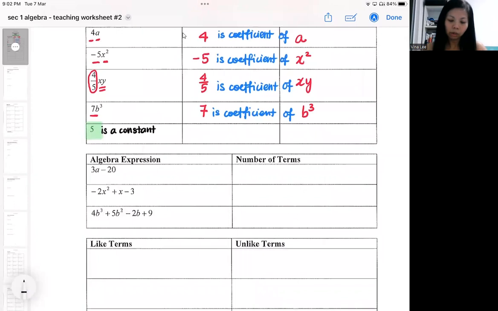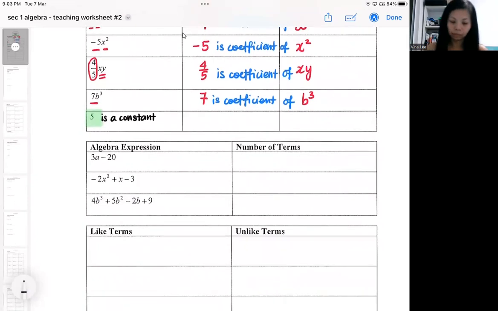Okay, then we will need to be counting the number of terms in an expression. So for example, here, this term is 3a. Okay, and this one is a constant term. So how many terms are there in this expression? So this expression contains 2 terms.